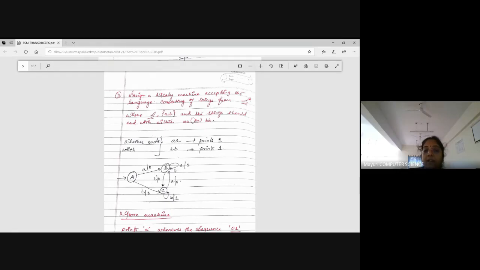After A, definitely I have to take one more A, only then I can print 1. I can print 1 only for AA and BB. Same way, B and then B, I can print 1. For a single A, what is my output? 0. For a single B, what is my output? 0. Suppose after A, I consume one more B, for AB it is not, only for AA, BB I have to consider, right? After A, if I take one more B, why am I going to C?